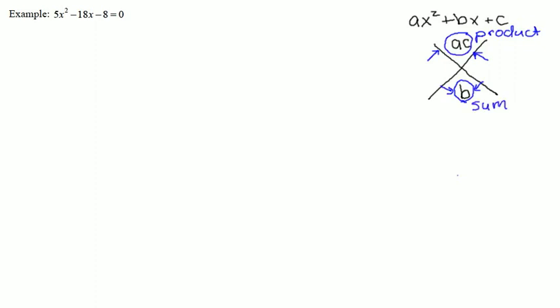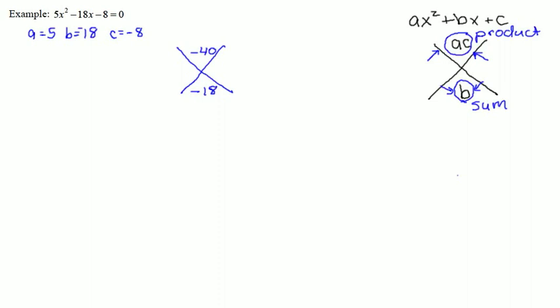So in our example over here, a equals 5, b equals negative 18. Remember, we always take the sign in front of the number. And c equals negative 8. My a times c would be 5 times negative 8, which is negative 40. That's what goes in the top. And b is negative 18, so I get a negative 18 in the bottom of this diagram.